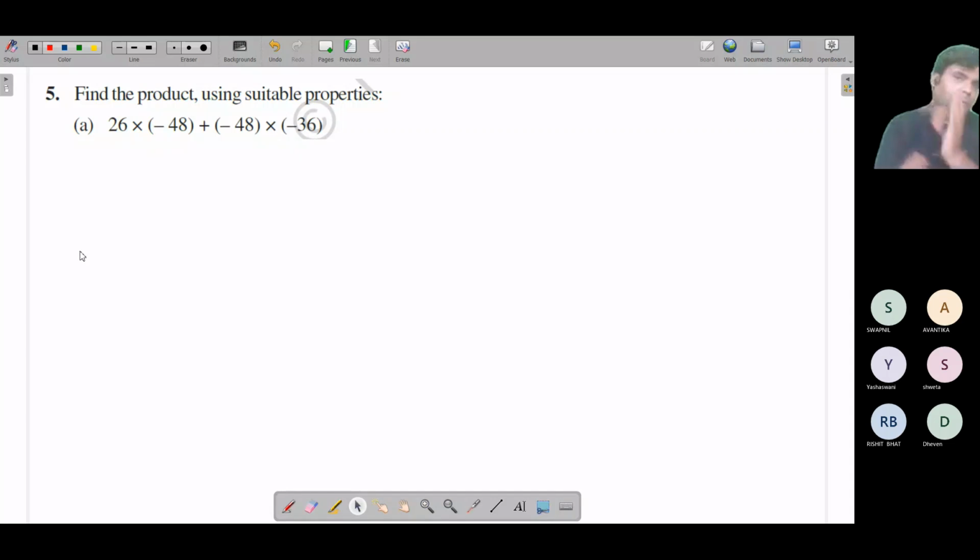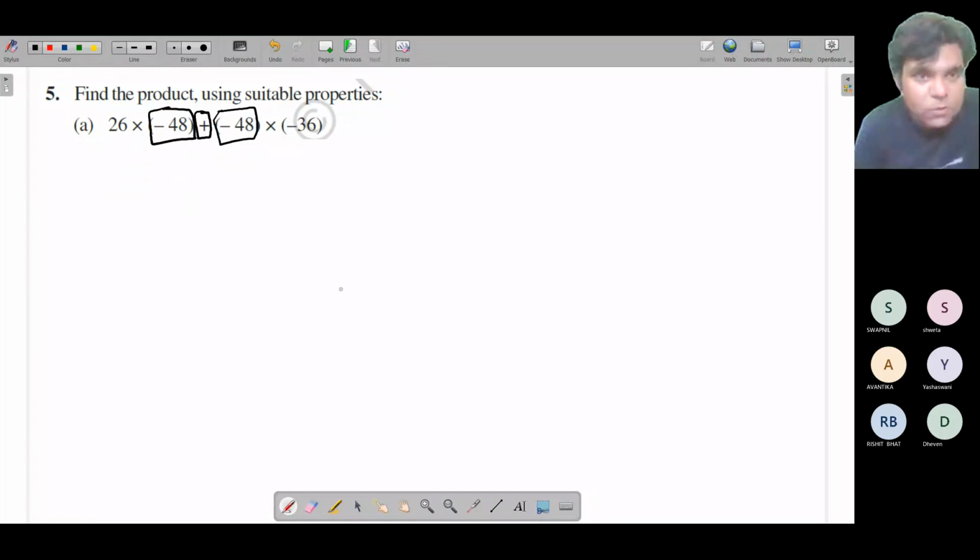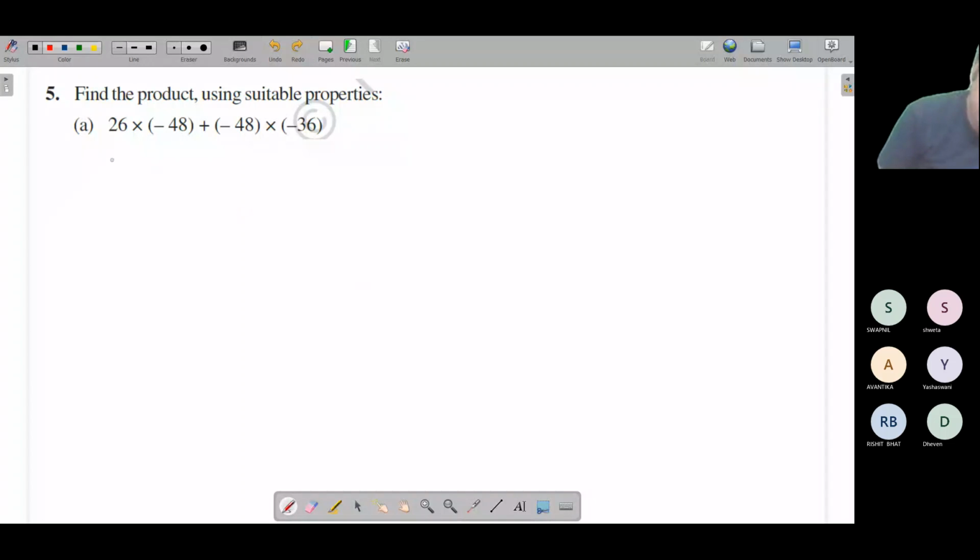Find the product using suitable properties. Which property can we use here? The distributive property, because there is an addition in between, and we can see a common number in both terms. In both terms, minus of 48 is common.